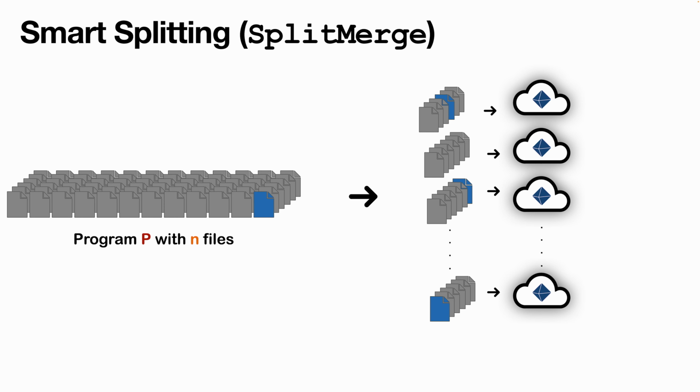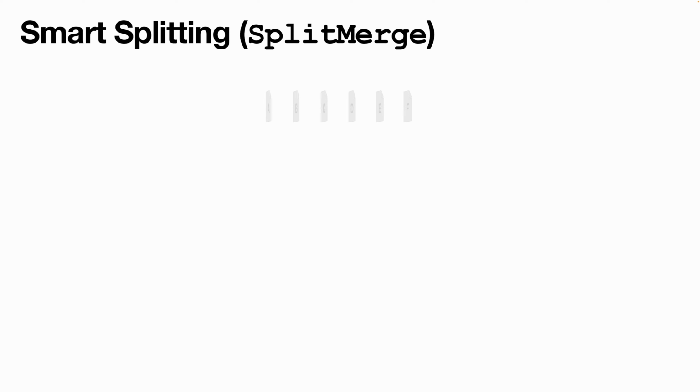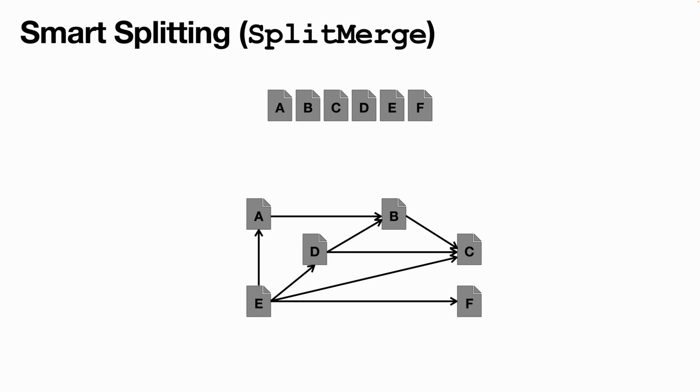In general, in SplitMerge, partitions are not required to be disjoint. That is, the same file may be replicated across multiple ones. SplitMerge consists of 3 steps. We explain these steps with the help of a small example. Consider a program P with 6 files and a file dependency structure shown in this dependency graph. A directed edge from a file D to B denotes that D depends on B.